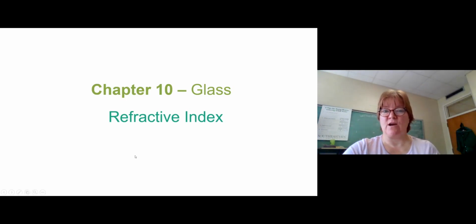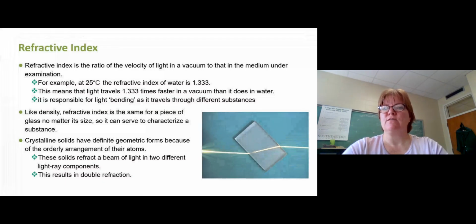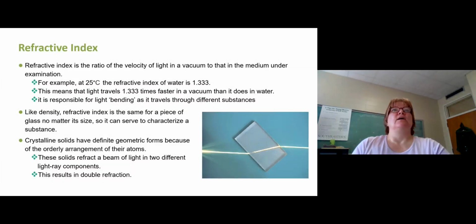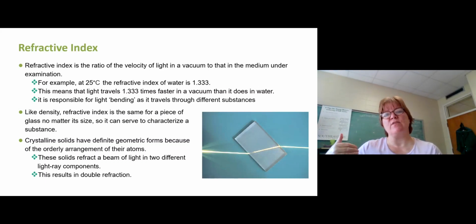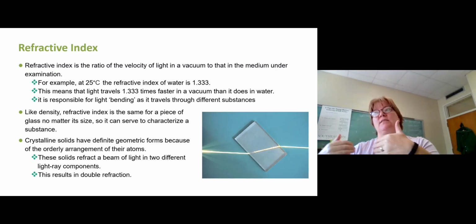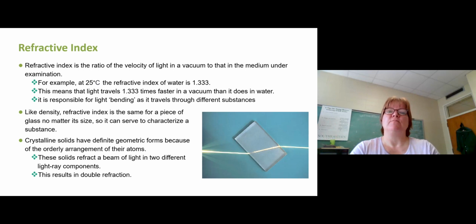Another property of glass we care about is refractive index. It's a little bit of a trickier thing to explain. On a true science level, refraction is about the speed of light, the velocity of light in different substances. The velocity of light in a vacuum, in air, in glass, in water. Different substances, the air, the water, the glass, have different refractive indexes.